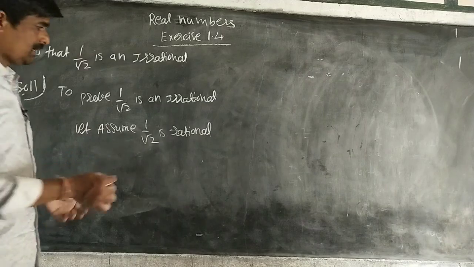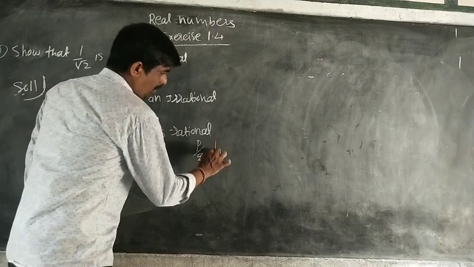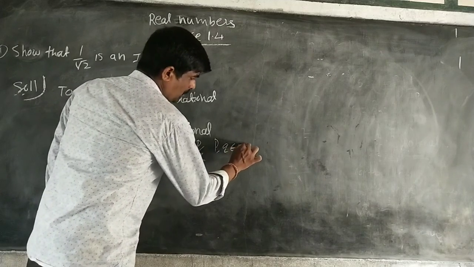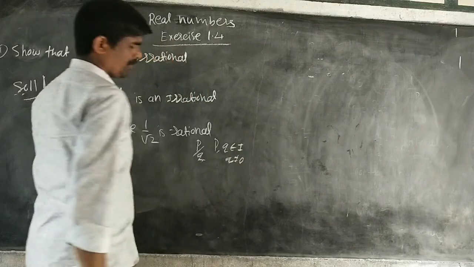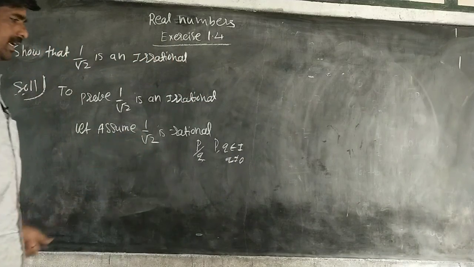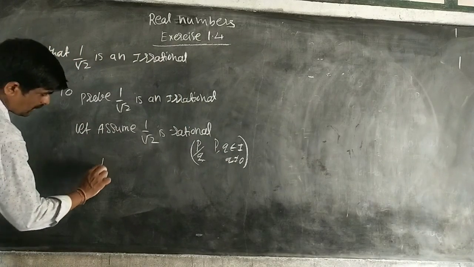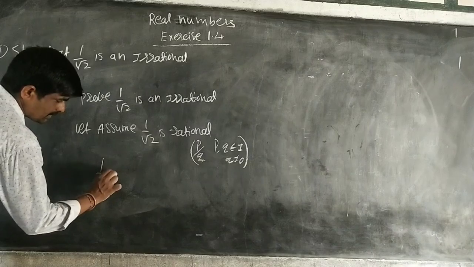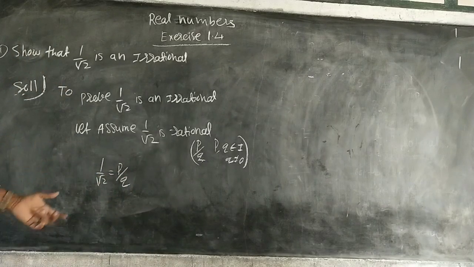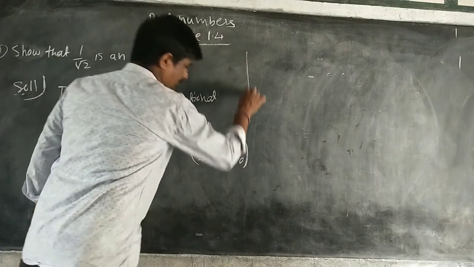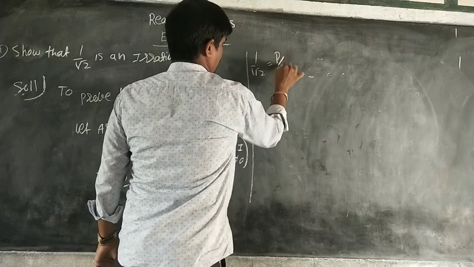What is the form of rational numbers? A rational number is of the form p by q, where p, q belong to integers and q is not equal to 0. This is the general form of rational numbers. So 1 by root 2 is equal to p by q, because it is some rational number.